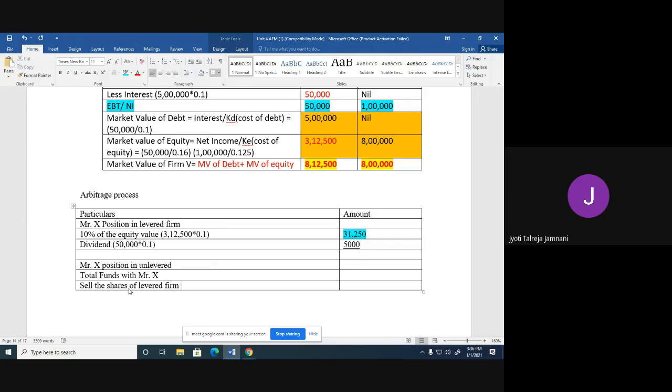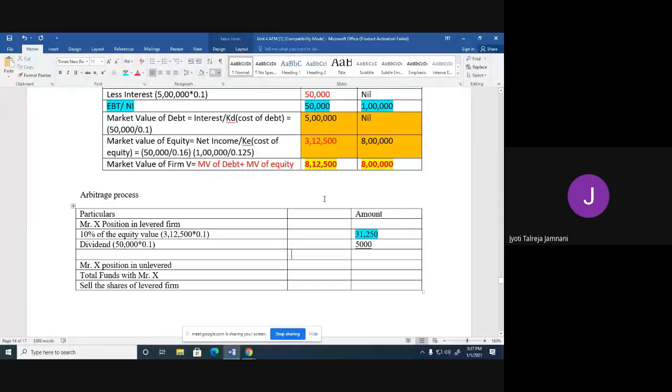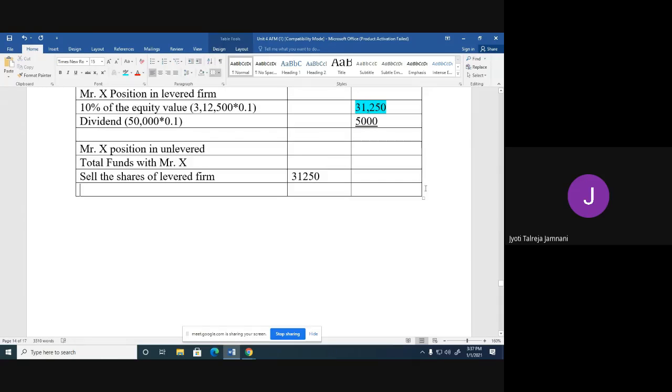I am writing it in the inner column, you can say, because there's some more things that I have to take out. So you can make 2 columns, or maybe I will add it only. This is the inner column. Okay, so total funds, sell the shares of levered firm and he will get 31,250. Okay, now this is one source of funds that he has.